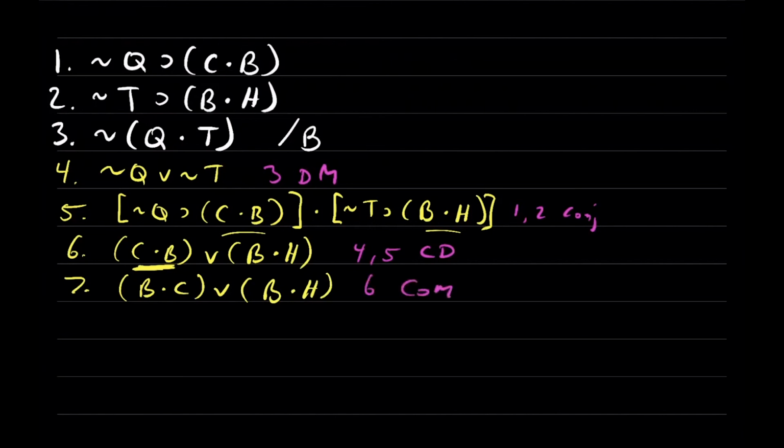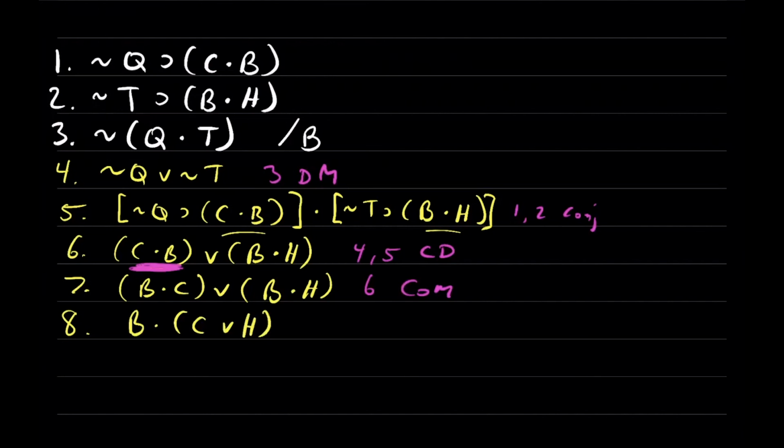Again, what's unique about these rules of replacement is that you can apply them to a part of a line, which I've done right here. I've just applied commutativity to the part of line 6 that you see that I've highlighted there in pink. Okay. Now we can do distribution on line 7. That's going to give me B and C or H.